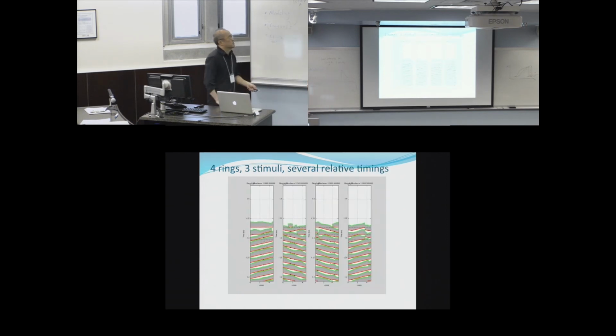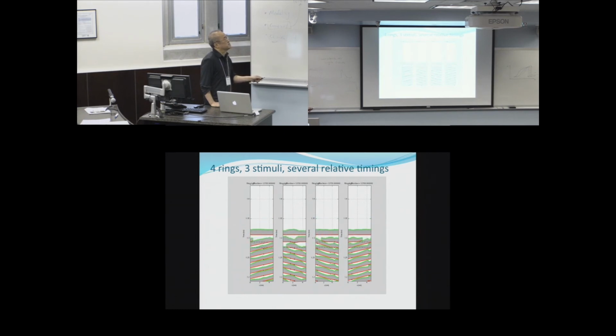Okay, so here are the same 4 rings again, but in this case this axis here is distance, this axis is time. What corresponds to our actual time, the various frames in this movie, is that I'm applying the stimulus, this pattern of 3 stimuli, at different times relative to the rotation of the wave.